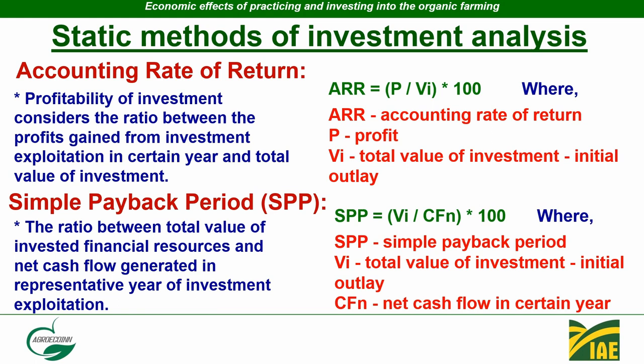Profitability of investment could be considered as the ratio between the profits gained from investment exploitation in a representative year and total value of investment. It is presented by the indicator of accounting rate of return, which is calculated by the following mathematical expression. Investment could be considered justified if the value of indicator is greater than calculative interest rate or sometimes the current interest rate on the capital market.